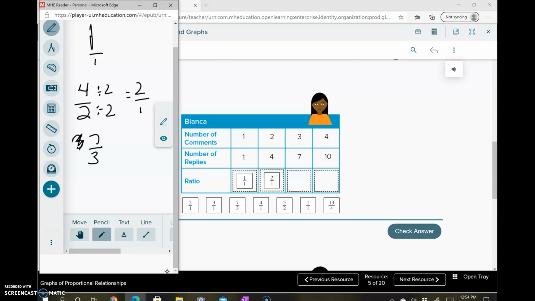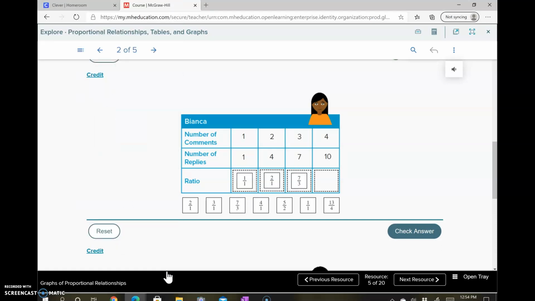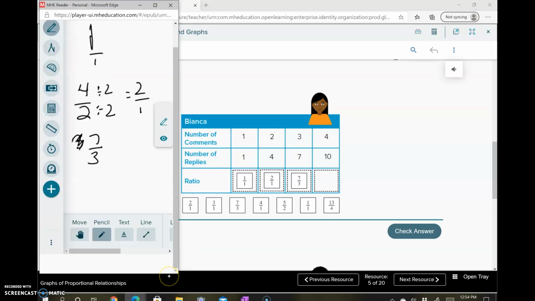Well, 3 times 2 is 6. So there's not going to be anything that I can put there. 7/3 is a choice we have. Remember, we're looking for the most simplified. 7/3 or 7 to 3. And then 10 to 4.